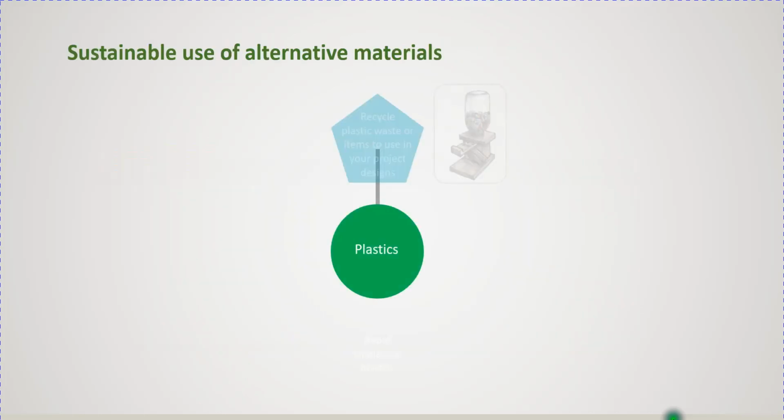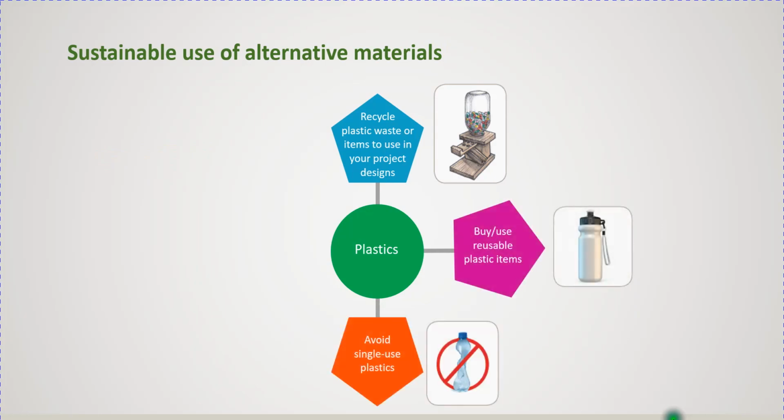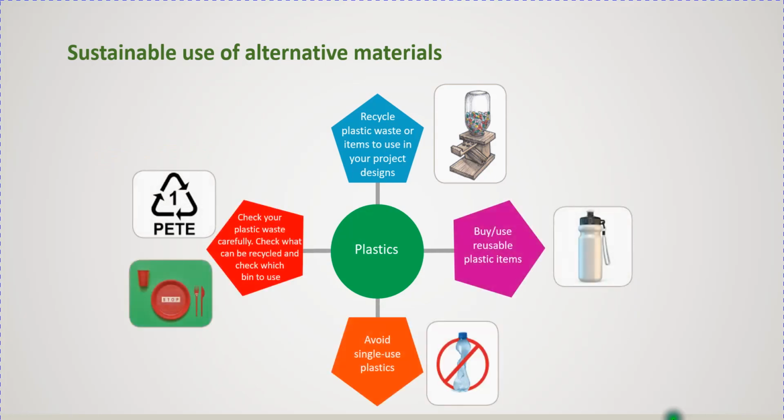Now, there are always alternatives when we're dealing with plastics. So what we have here is four ways that we can deal better with plastics. We can recycle plastics and repurpose them. We can buy and use reusable plastic items such as the water bottle here. We can try and avoid buying single-use plastics. And finally, we can check that all the plastics that we buy can be recycled. So what you'll see here is all the symbols on plastic will have this recycling symbol. That means it can be recycled.